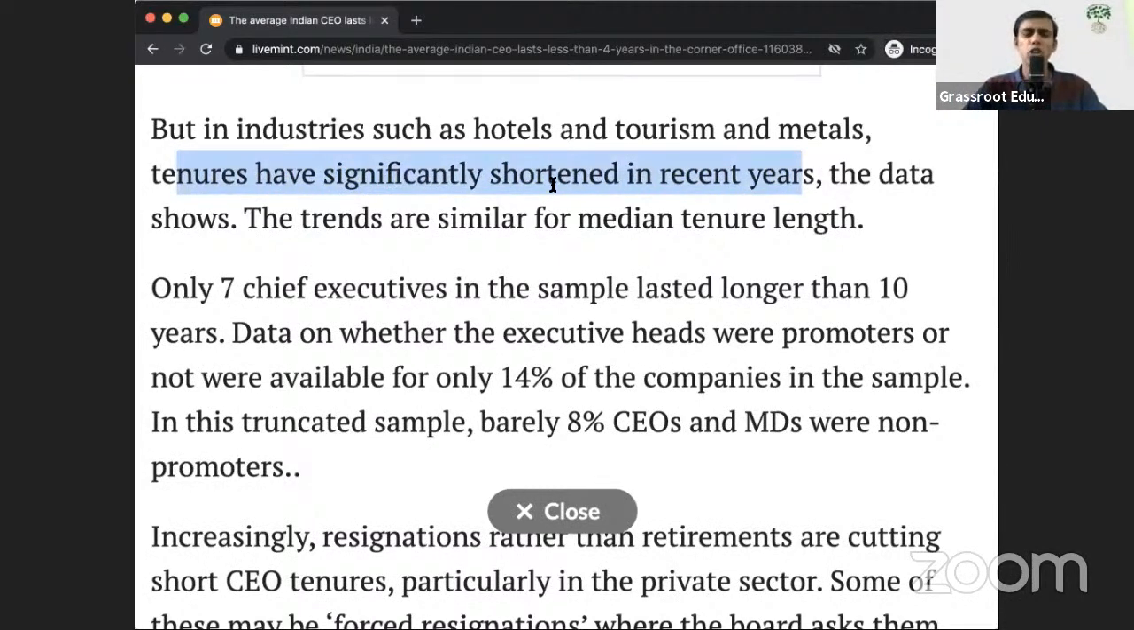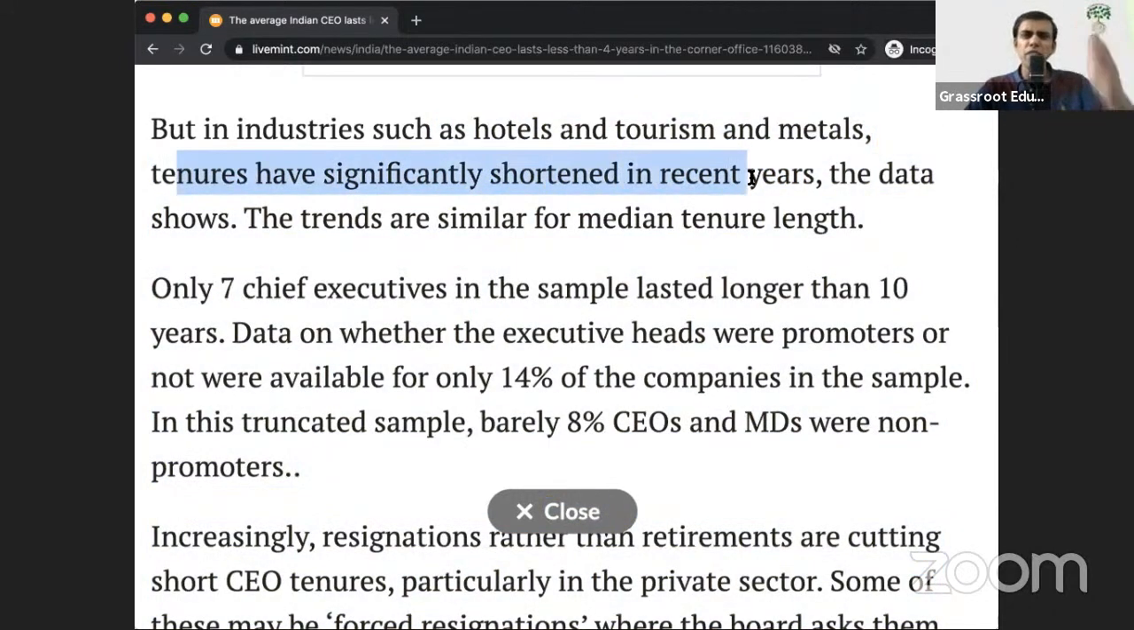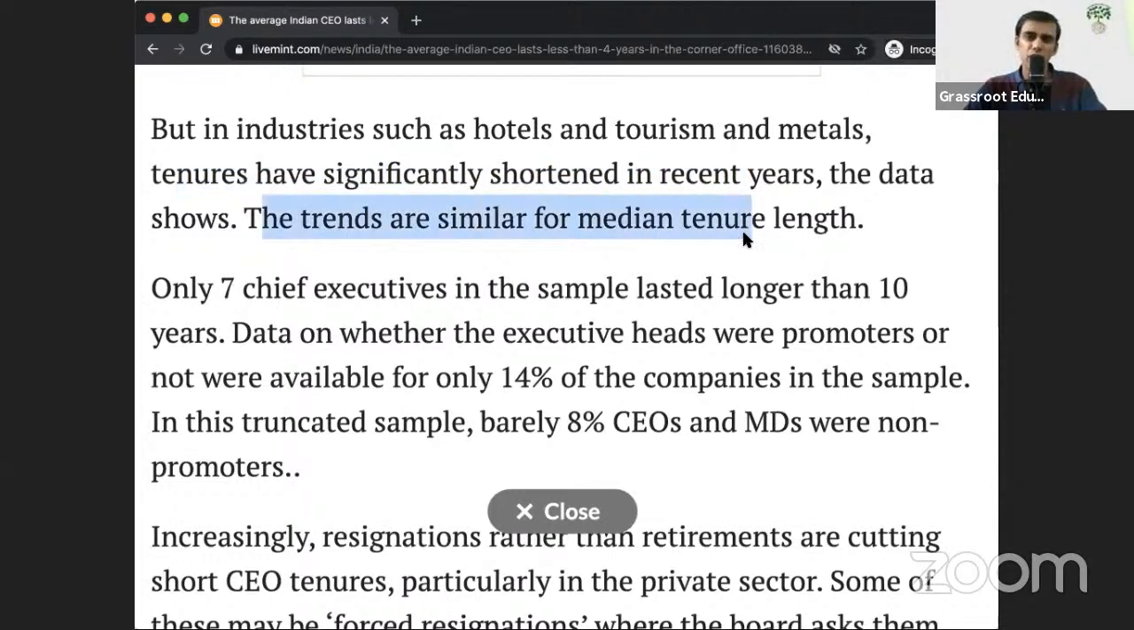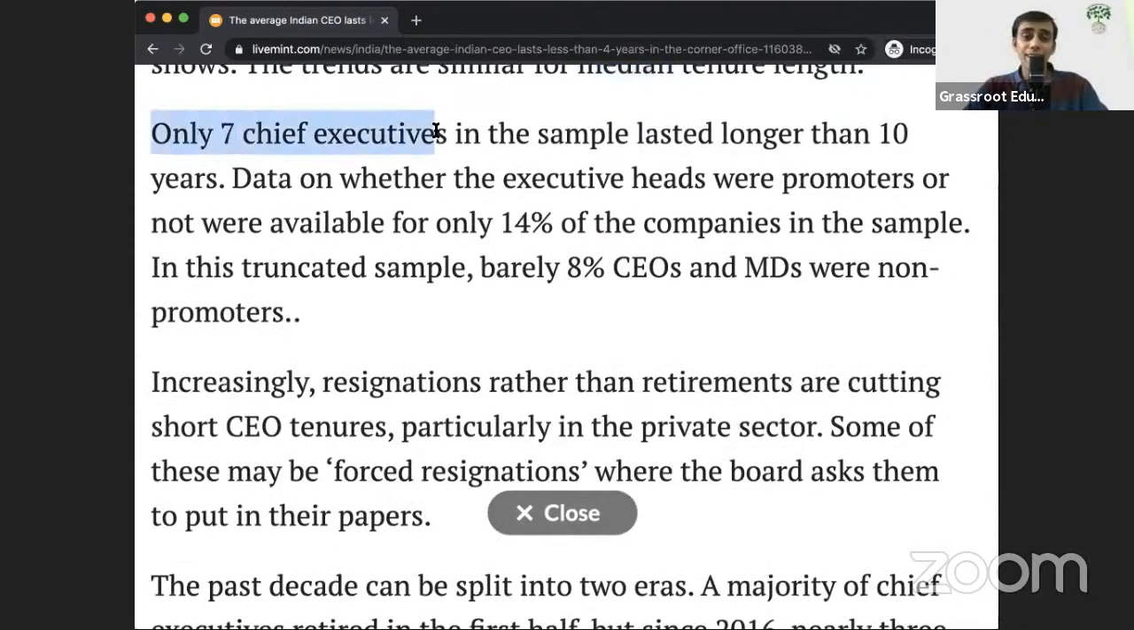Yes, which means shortened to a great extent. In the recent years, in these industries, the CEO tenure has come down very, very sharply. The trends are similar for median tenure length. It's basically average and median. Don't worry about it. Now, only 7 chief executives in the sample lasted longer than 10 years. So only 7 CEOs are able to sit on that CEO chair for over 10 years.